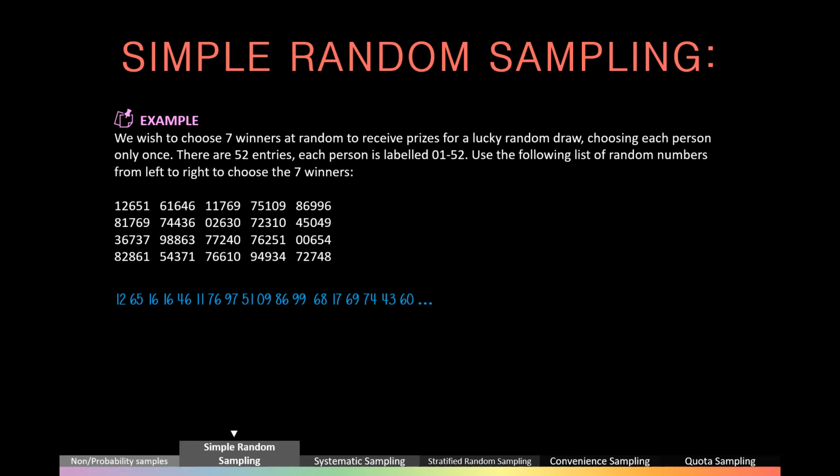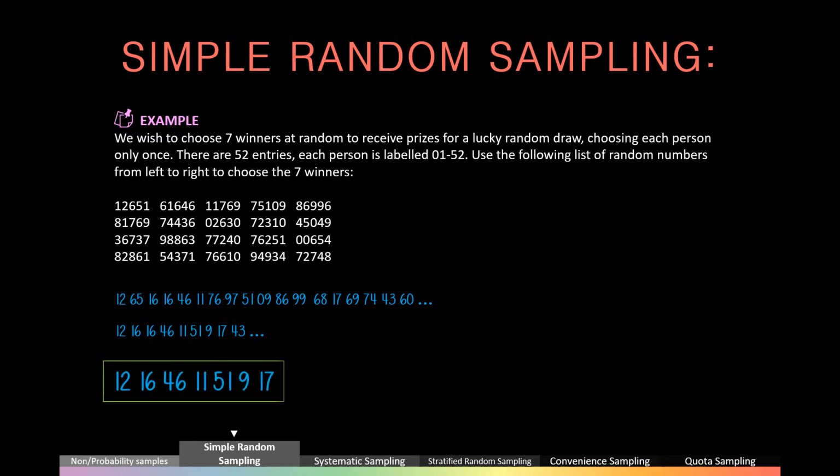So the next step is we're going to go ahead and remove anything that's not within our range. And I've skipped a step here. You can also go ahead and rewrite this, removing any duplicates. Because remember, we want unique numbers. I did it in one step, so I chose my winners, taking into account that I would not choose any repeated numbers. And you can see I have 12, 16, 46, 11, 51, 9, and 17. So those are the numbers that correspond with the 7 winners for our lucky draw.